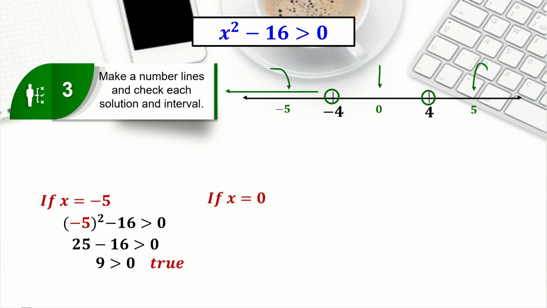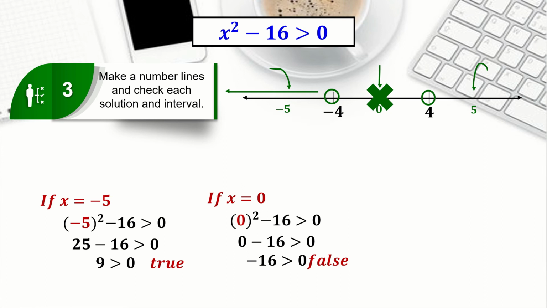Next, if x is equal to 0, substitute. 0 squared minus 16 is greater than 0. We have 0 minus 16 is greater than 0. Negative 16 is greater than 0. So that is false, meaning the middle, from negative 4 going to 4, is not also a part of the solution.